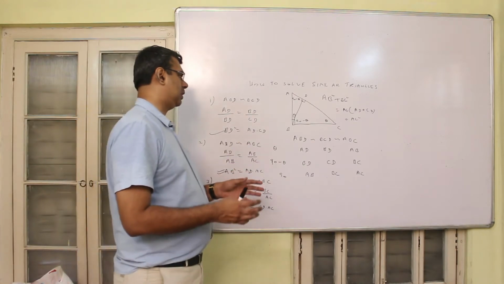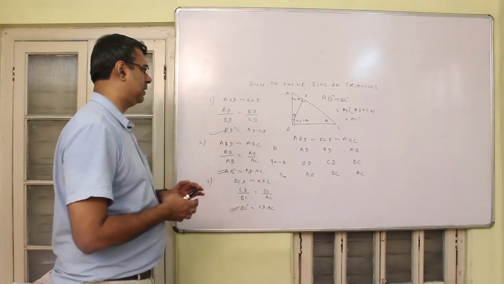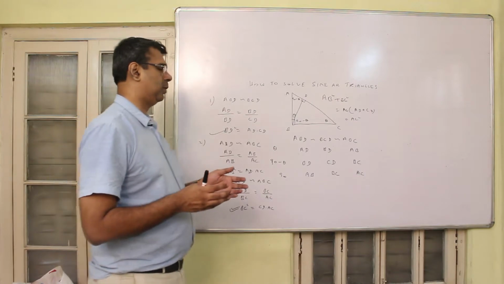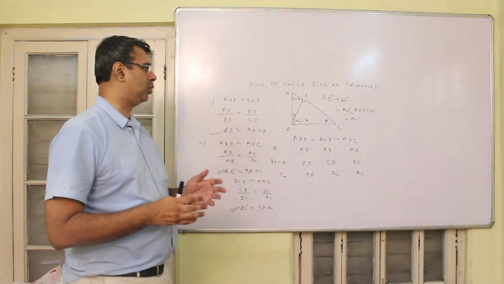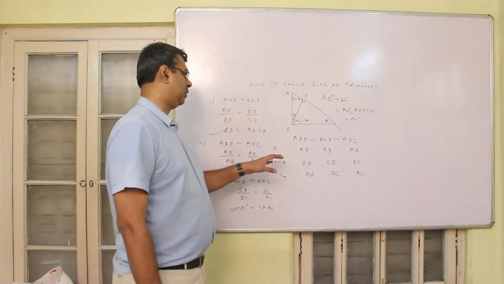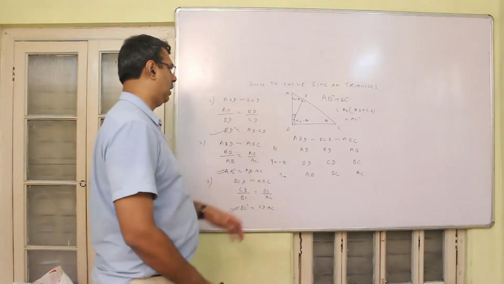This question also gives us a very important insight into how to decide the proportionality of the sides. We know the two triangles are similar, but how do we decide the proportionality of the sides? So this gives us an idea how we can do it.